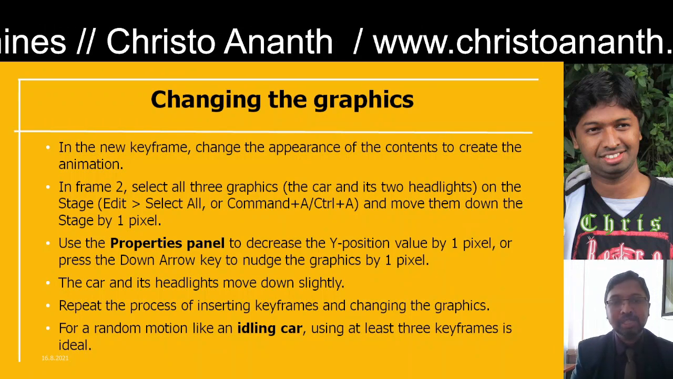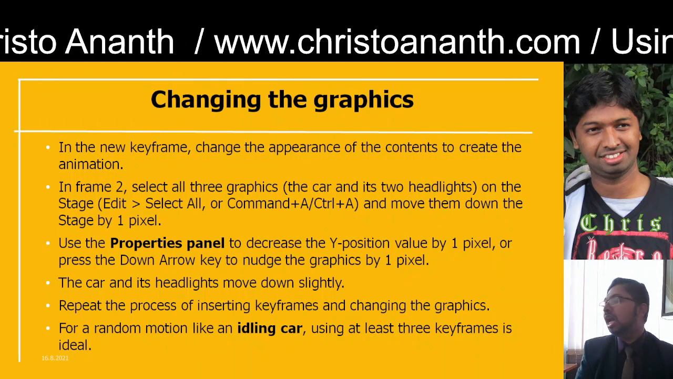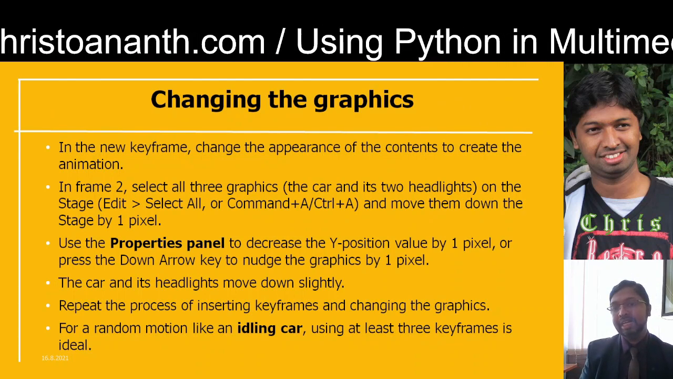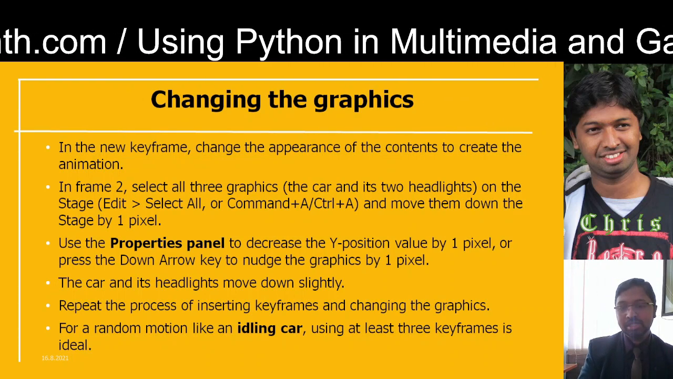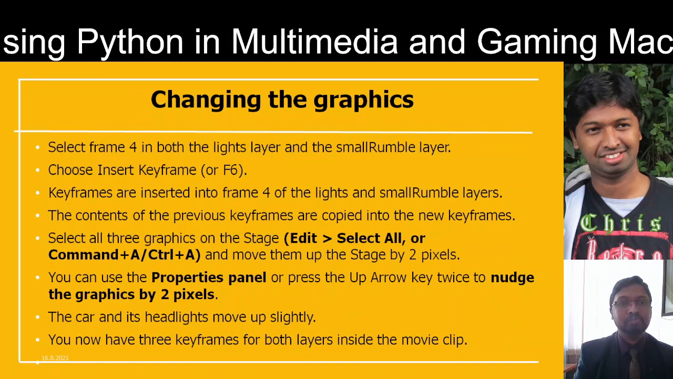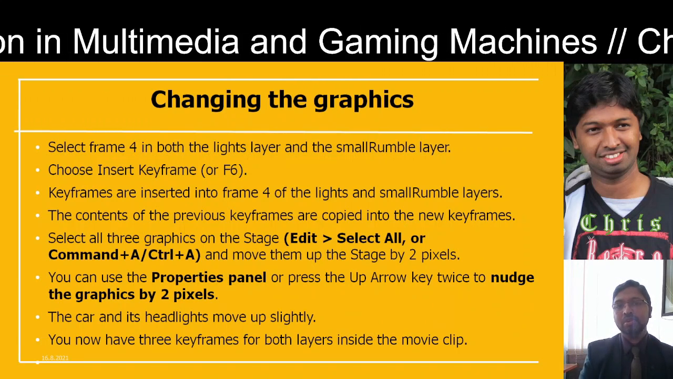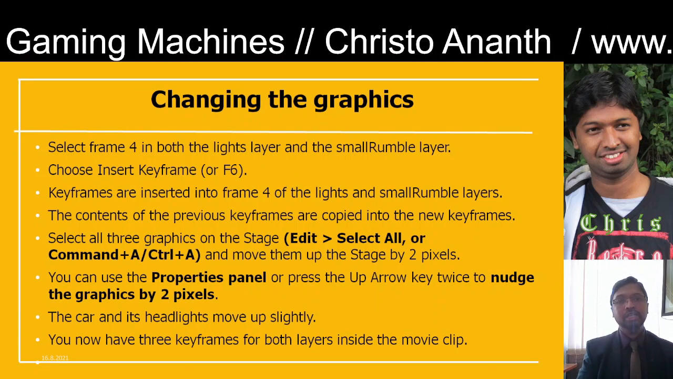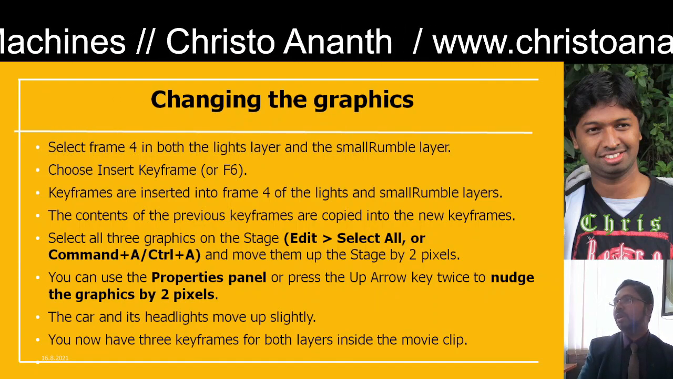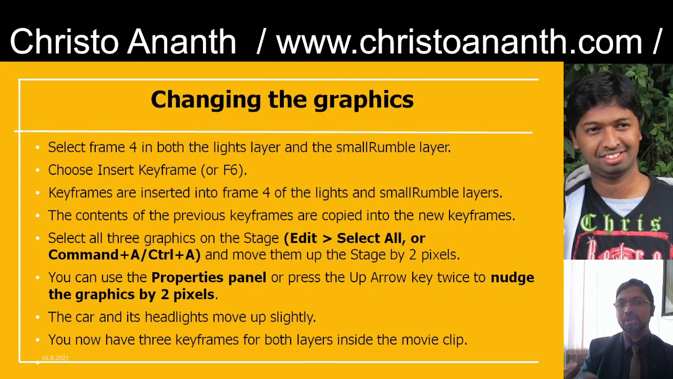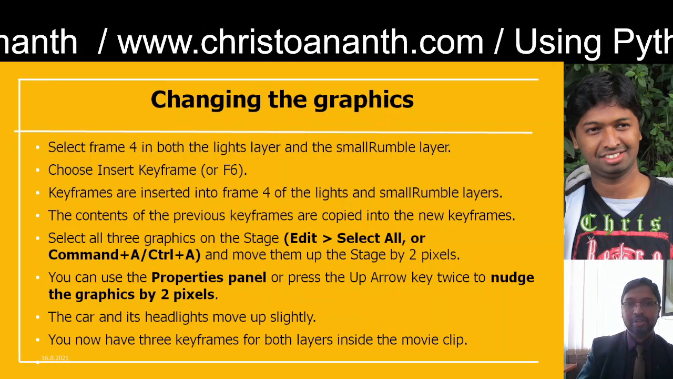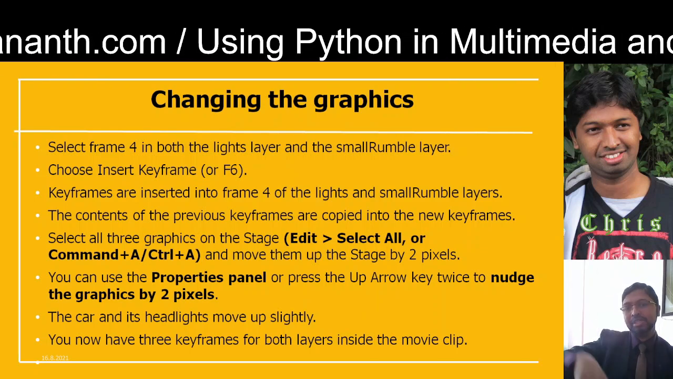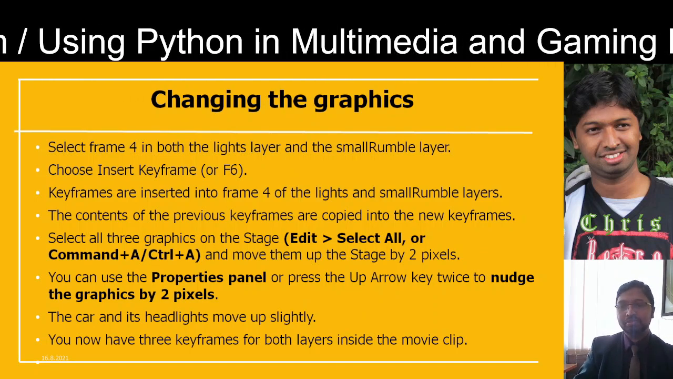So repeat the process of inserting the keyframes and changing the graphics. For a random motion like an idling car, you can use at least 3 keyframes. That's actually ideal. So select frame 4 in both the lights layer and the small rumble layer. Choose insert keyframe, or press F6. That's how you insert the keyframes in frame 4 of the lights as well as the small rumble layers. The contents of the previous keyframes are copied into the new keyframes.